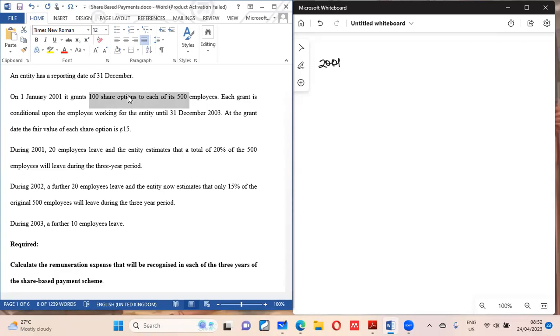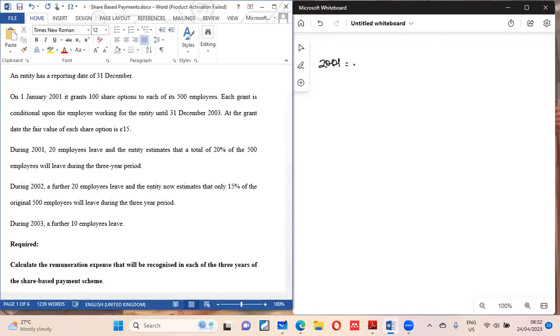So it means that in 2000, the vesting date is 2003. But we are supposed to do this for each of the 3 years. So in 2001, how do we estimate? How do we find the figures? You realize that they said in 2001, 20 employees leave, and the entity estimates that 20% of the employees will leave during the 3 years. My question to you herein is: how many employees are we supposed to use?